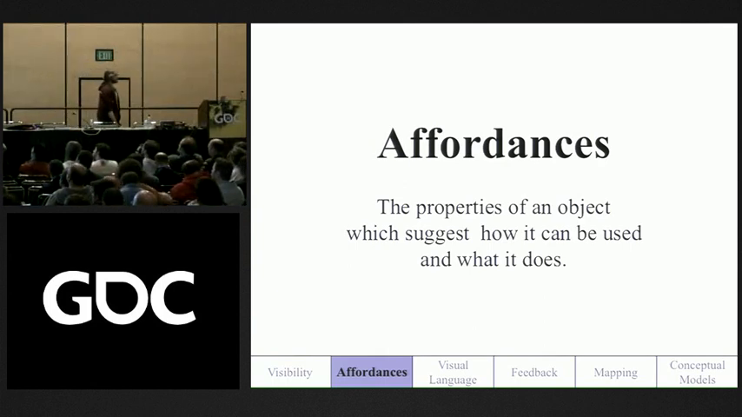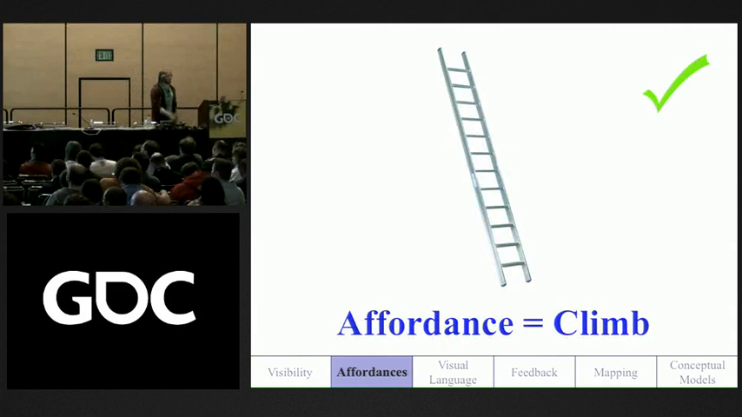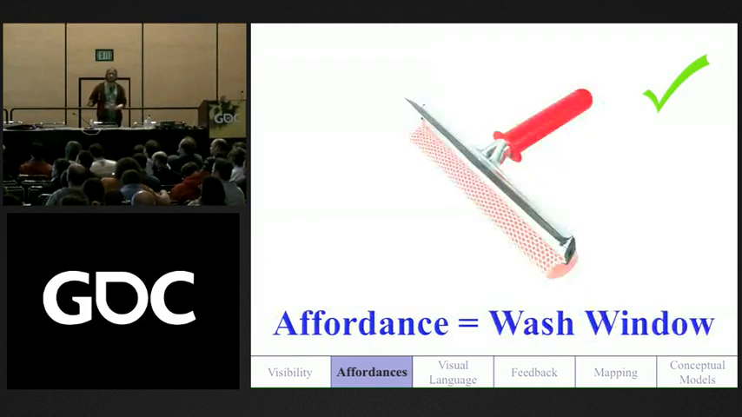We use this term a lot in video game design, so I'm going to talk about it mostly with respect to puzzles. The best way to explain these is with examples. What is the affordance of this thing? It's to climb. It affords climbing. What is the affordance of this thing? It's washing windows. This thing affords washing windows. It's what you can do with it, what it appears that you can do with it.